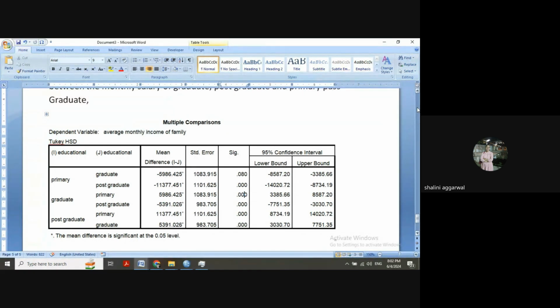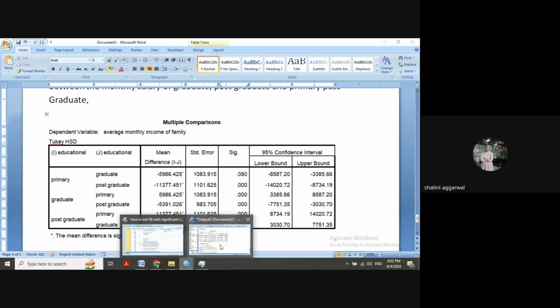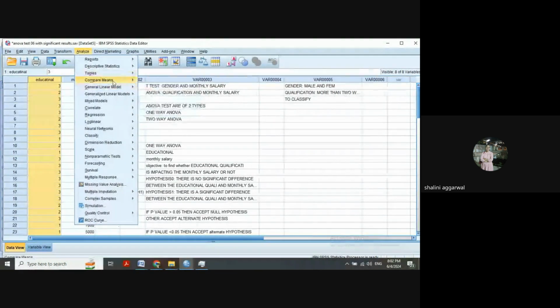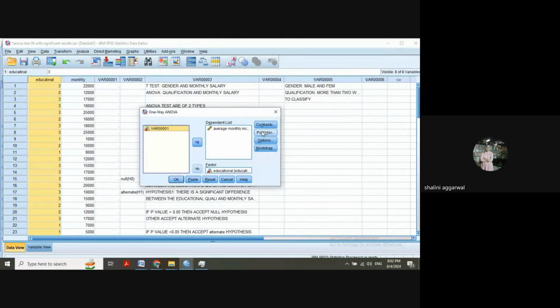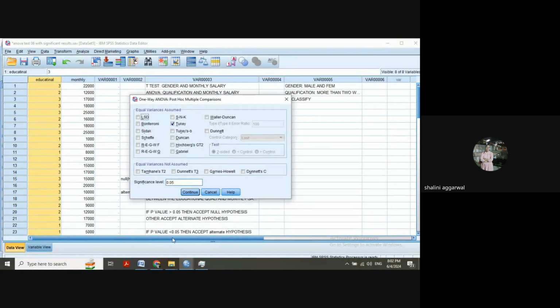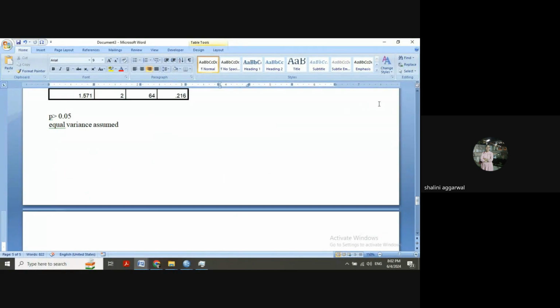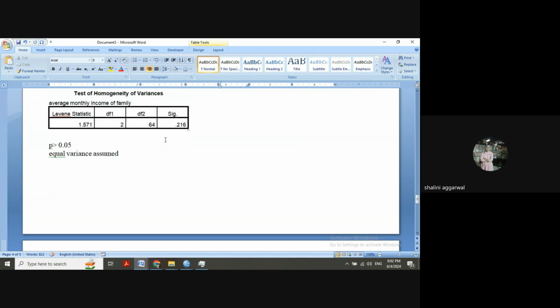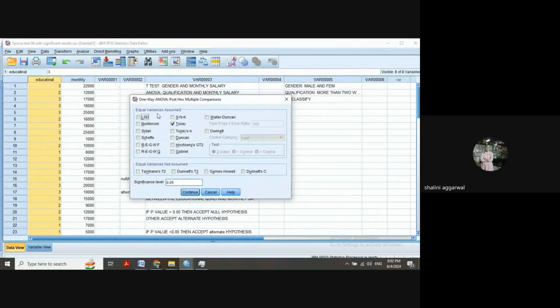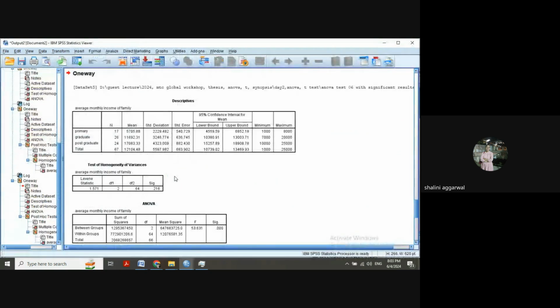Which one you will compare, the post hoc test will be applied later on by seeing the Levene's test. You have to see the results of the Levene's test here, and you have to see which test you will be applying. Will you be applying equal variance assumed, or equal variance not assumed? In this case, we have applied Tukey's test, with equal variance assumed. So this is how you will be doing the ANOVA test.